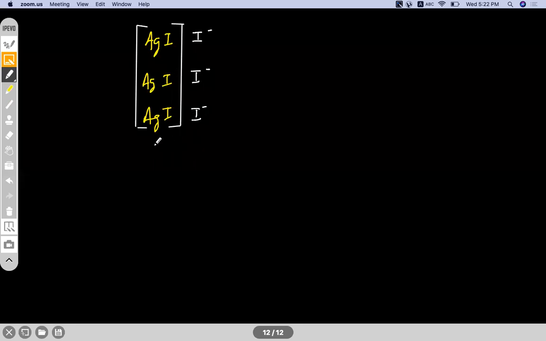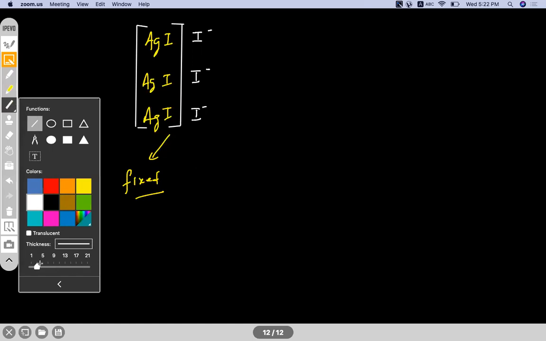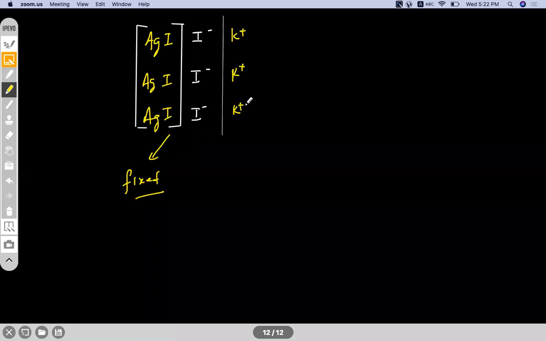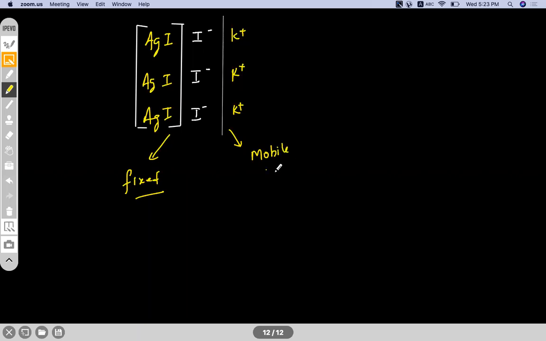Now in this, we got a layer like this. We have AgI and then I minus next to it. This layer we call the fixed layer. And since we have I minus present here, very next to it we have K plus present. Because of positive-negative attraction, K plus will be nearby only. But it is not very strongly attracted, it is just movable. K plus can move here and there. So this layer we call the mobile layer.